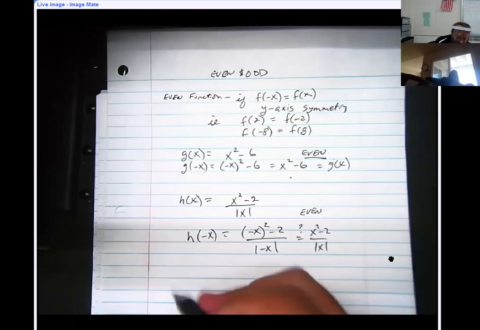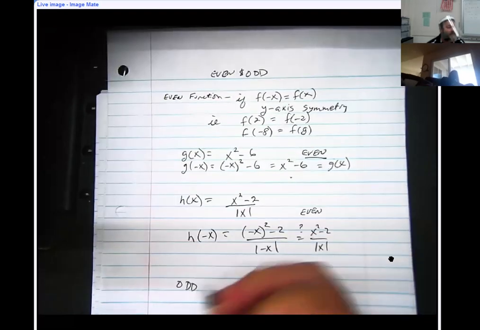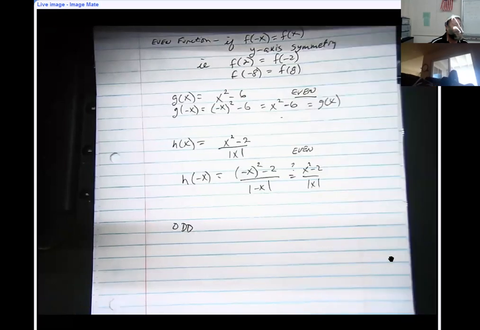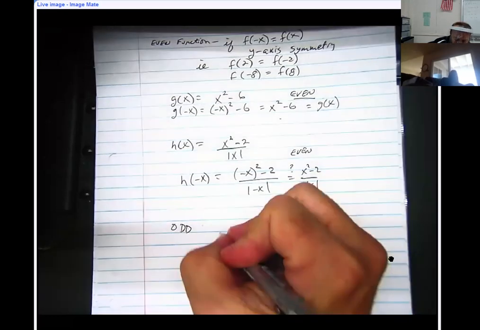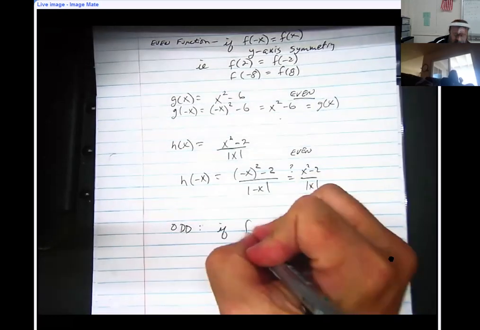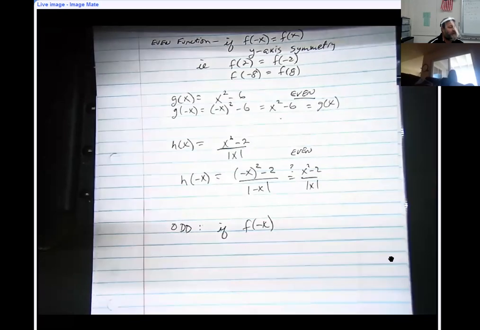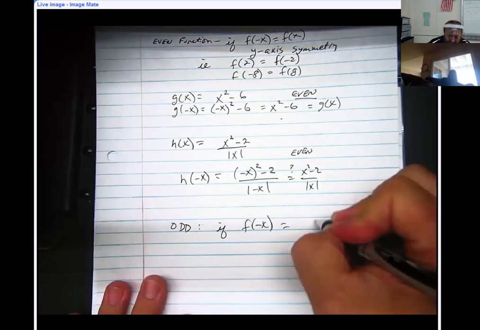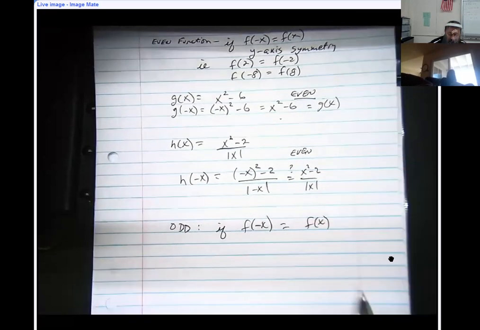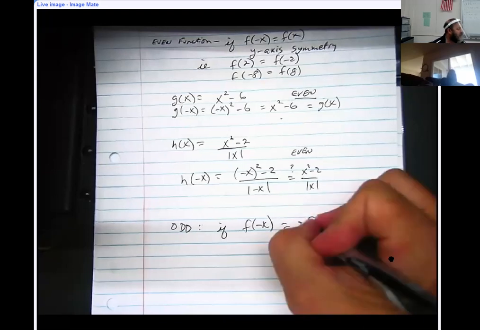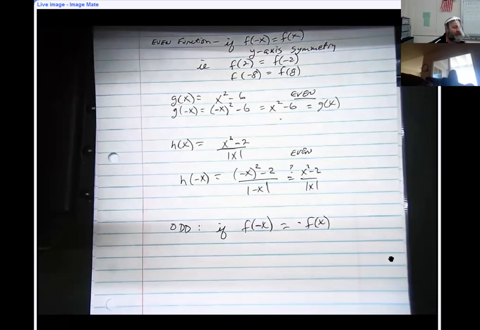Now, I got to give you odd. Now, odd is a strange idea, and I know most people get even pretty easy, but odd is a little bit strange. It's a function if f of -x, now f of -x means you're going to replace all the x's with -x's, okay? But in an odd function, you actually don't get the original function back. You get the opposite of the original function. That's really super weird.